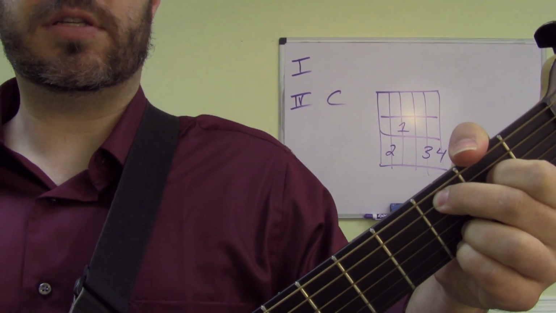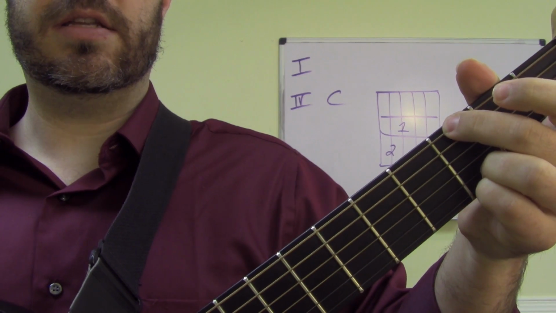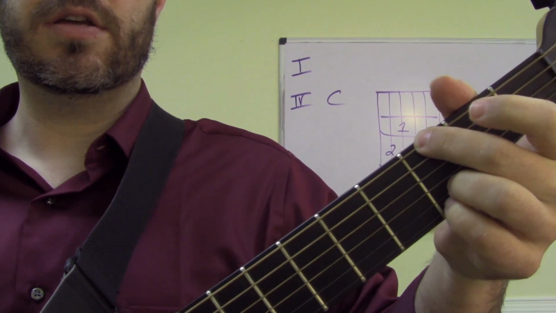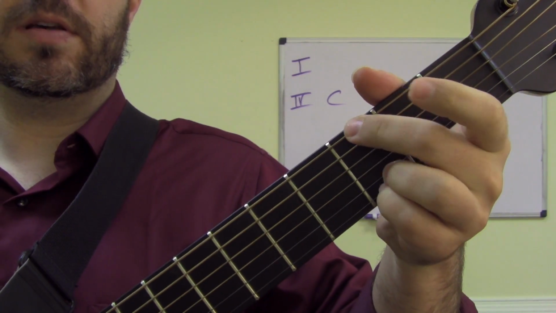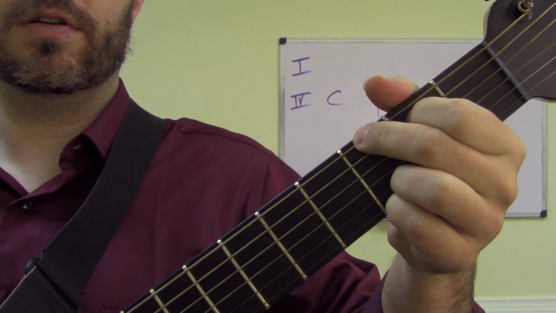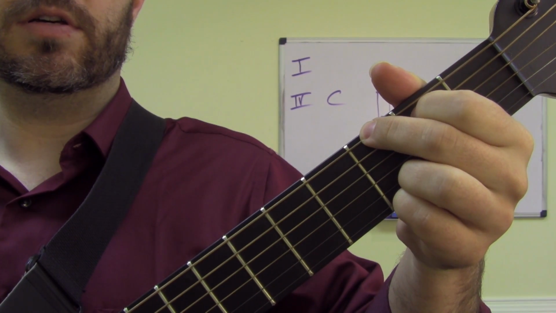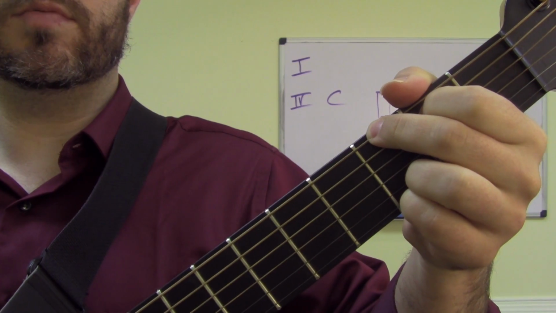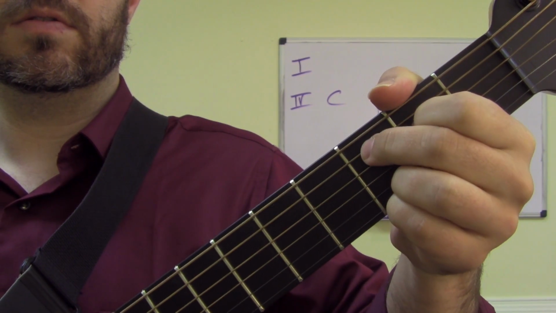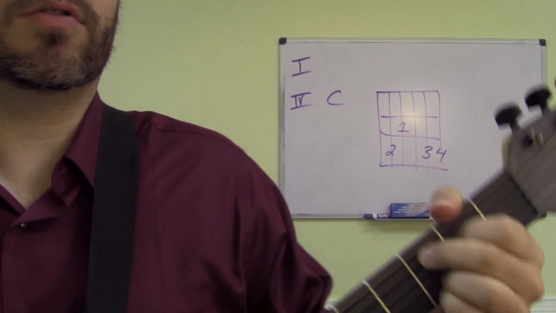Fantastic, right? Super easy. So, second, third, and fourth on the G are on the third fret, all on the same fret. First finger on the second fret. Now for the C, you just move your fingers down. That's it. Groovy.